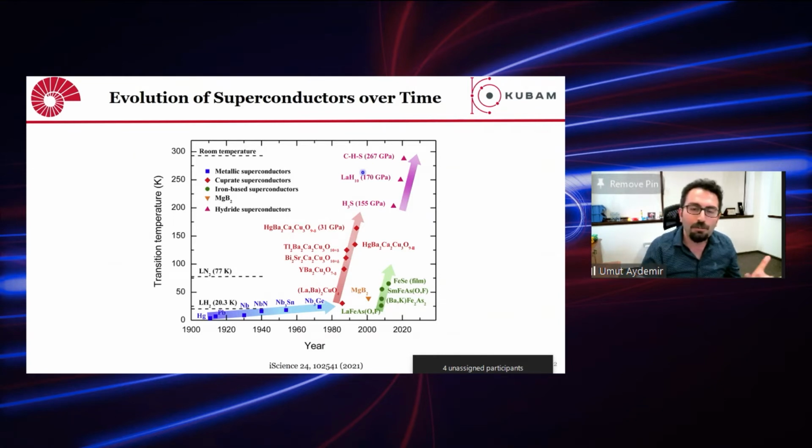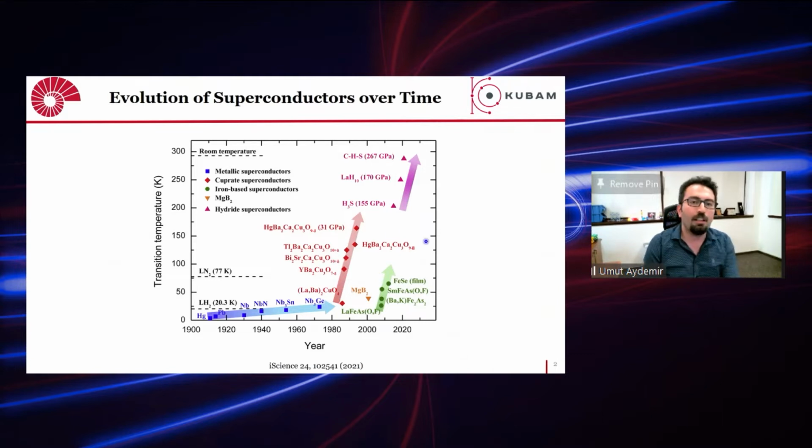Thousands of these superconductors have been discovered, but the ones with practical value are limited only to niobium titanium, niobium tin, copper-based superconductors, magnesium diboride, and also the iron-based superconductors.